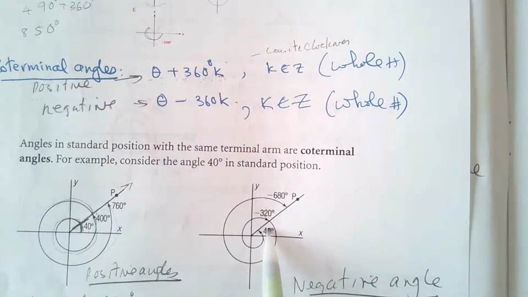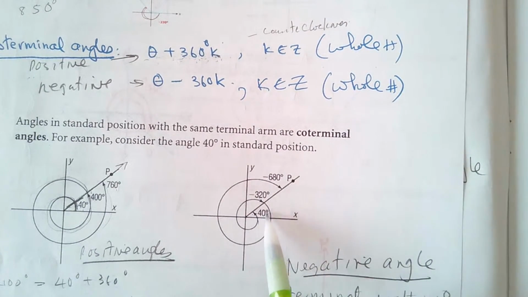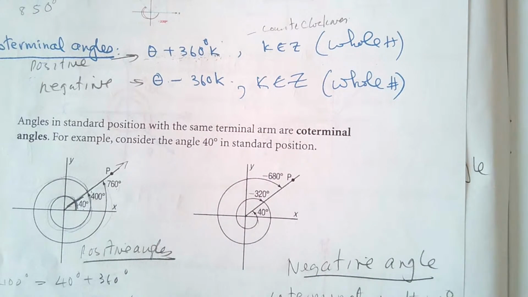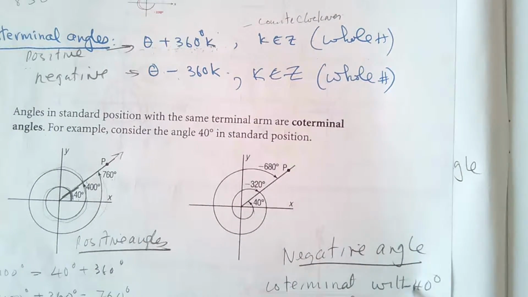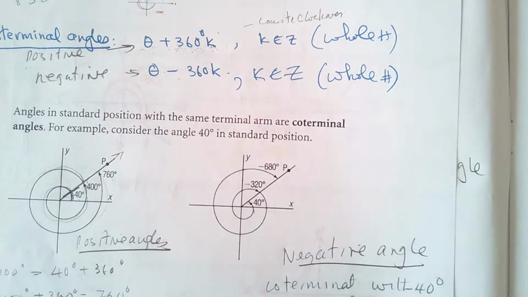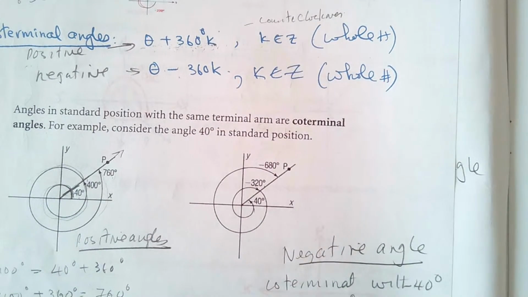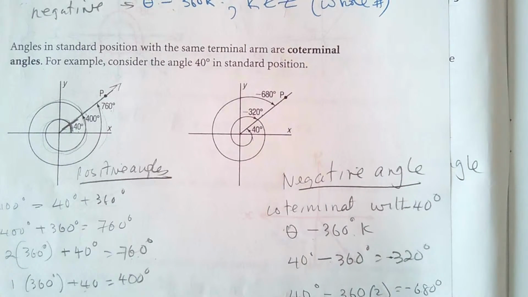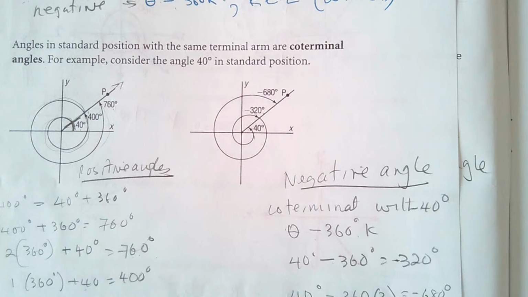But the reverse would be true for negative. So if you're going clockwise, it will be negative, so it'll be theta minus 360, which is your coterminal of 40. So it'll be 40 minus 360, which is negative 320, the first one. Then 40 minus 360 times 2 is negative 680. And 40 minus 360 times 3 is negative 1040. If you were to continue this, that would give you the coterminal angles.